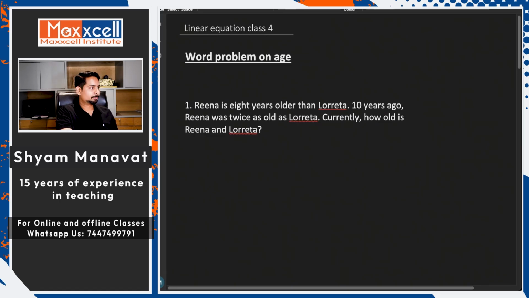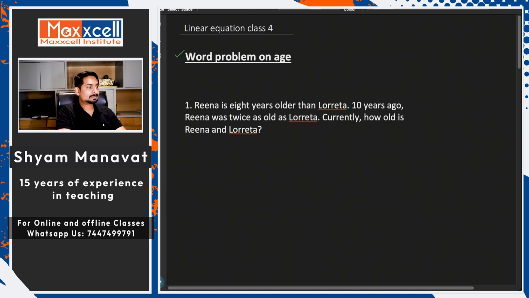Question number 1. Come to question number 1. Reena is 8 years older than Loretta. Problem on age. You make the algebraic equation on problem on age. One is older, one is younger, 10 years later, so on. Doesn't make much of a difference. It's basically forming the equation. Let's see how do you form the equation.